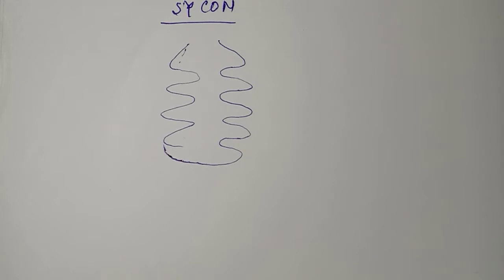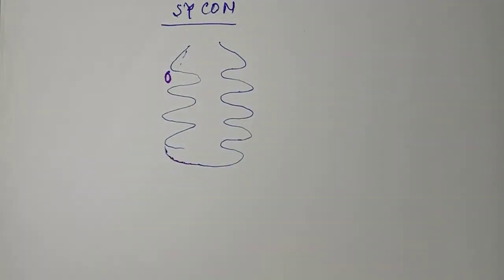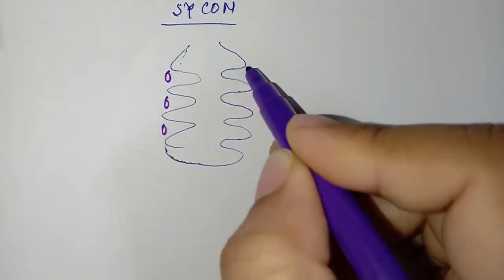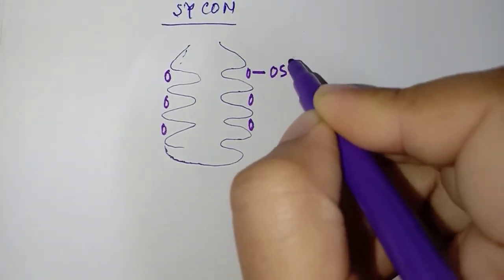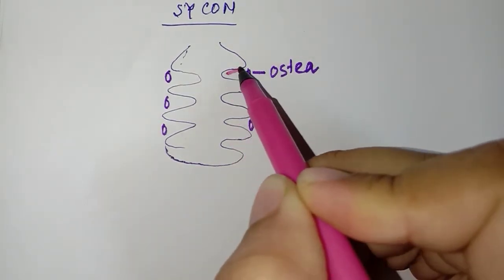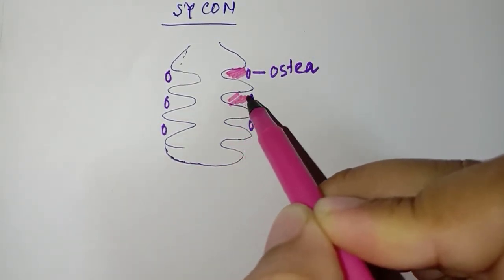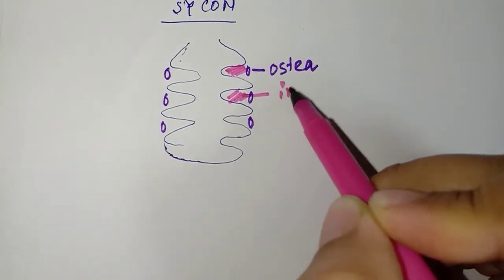Okay, so let's see what that is. First of all, there are openings like in the Ascon type of canal system. They also have some pores from outside. What are those pores called? These are known as ostia. So first of all, in the Sycon type of canal, with the help of the ostia, the water will enter. But whenever water enters, it is not entering directly into the spongiocele. Rather, it will enter into a canal. So these are the canals. What are these canals called? These are known as the incurrent canals.